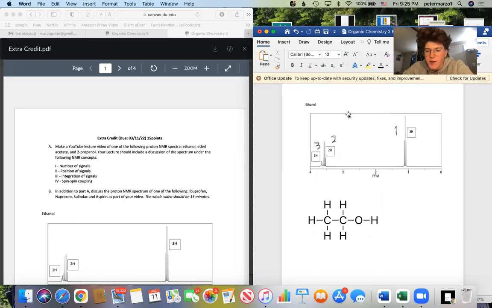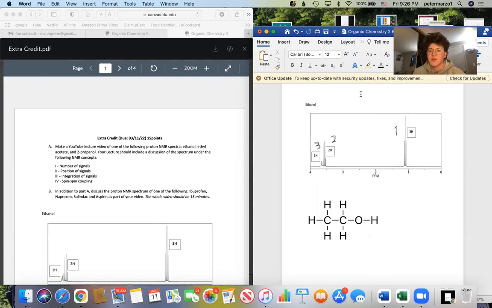When examining proton NMR, I like to start with the number of signals first. So there are three different signals for ethanol. There's one right here, which is labeled 1, a second one, which is labeled 2, and a third one, which is labeled 3. They're all at different locations on the spectrum, and they all have different shapes. So let's get into the shapes first. Each of these locations is called a signal, and they all can have different shapes.